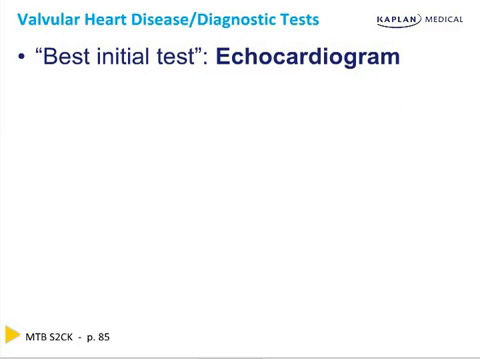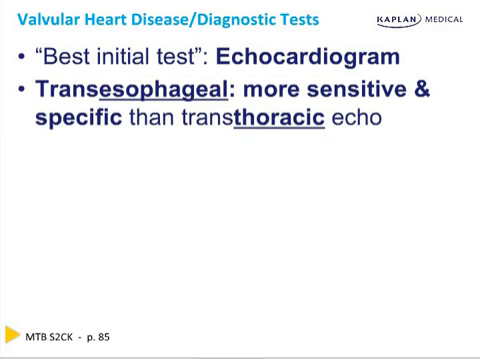The best initial test for all forms of valvular heart disease is the echocardiogram. The transesophageal echo may be more sensitive and specific, but the transthoracic echo is still the best initial test. Now, there's a huge difference between the question, what is the best initial test, and what is the most accurate? What is the most accurate does not necessarily mean what I'm actually going to do.